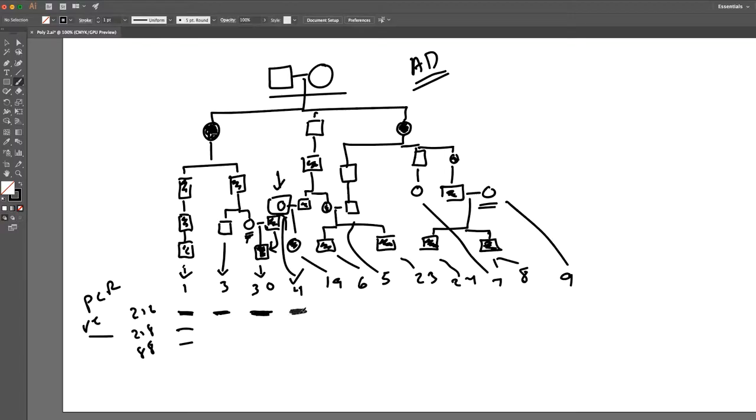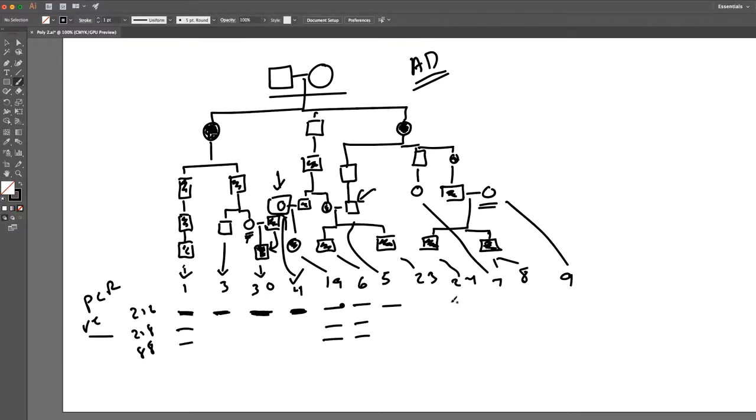They have 2 copies of the wild type version. 19 is this afflicted female. So it turns out that she shows the mutation. 6 is from this afflicted male. 5 is from an unafflicted male here.